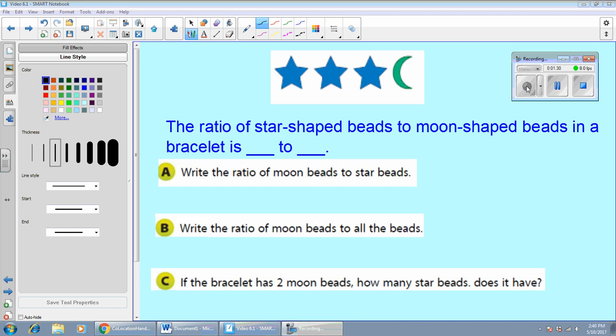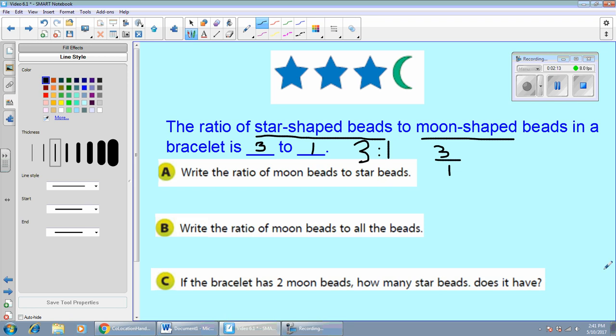Okay, let's look at our first example. Here's a picture of 3 stars and 1 moon. So the ratio of star-shaped beads to moon-shaped beads in a bracelet is blank to blank. Well, since they started out with saying star-shaped beads first, we actually write that number first. And I notice there are 3 star-shaped beads and there is 1 moon-shaped bead. So we could say that the ratio of star-shaped beads to moon-shaped beads is 3 to 1. And remember, we can write that as 3 colon 1 or as a fraction of 3 over 1.